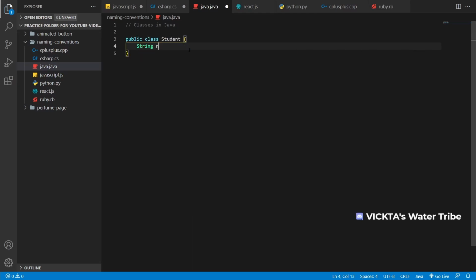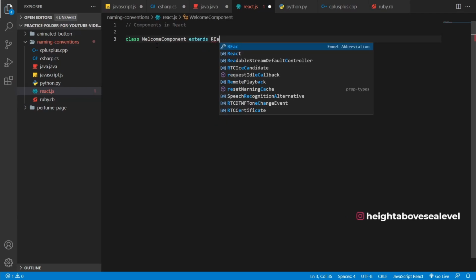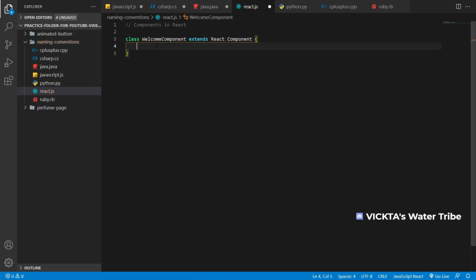Pascal case can be seen in languages like JavaScript, C#, and Java when naming methods, classes, as well as components in React.js. This one's pretty easy to remember since it's similar to what you see in titles of articles, movie names, or people's first and last names. The biggest difference here is the removal of the space between words.